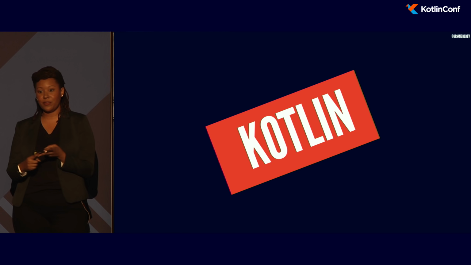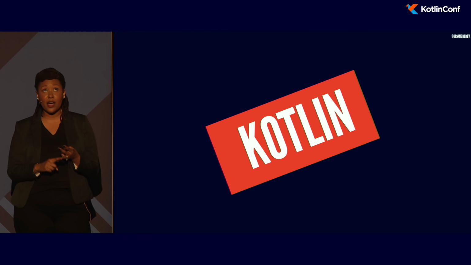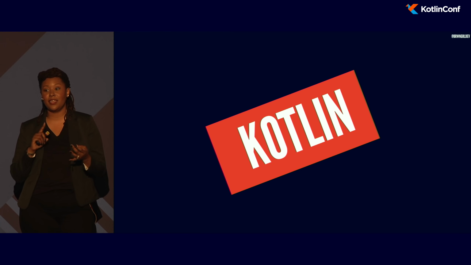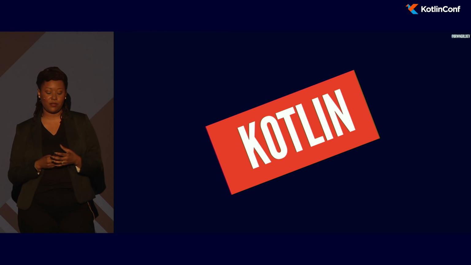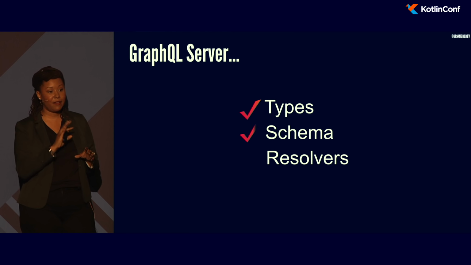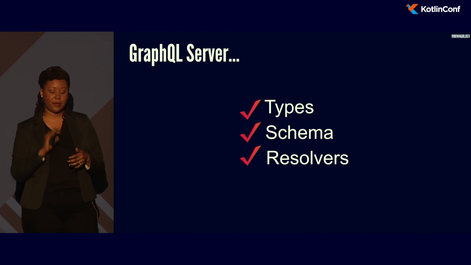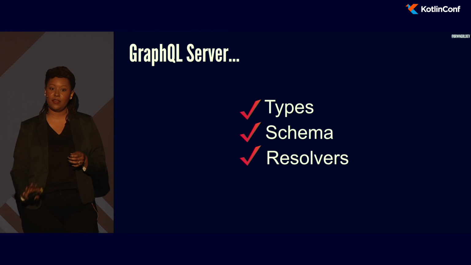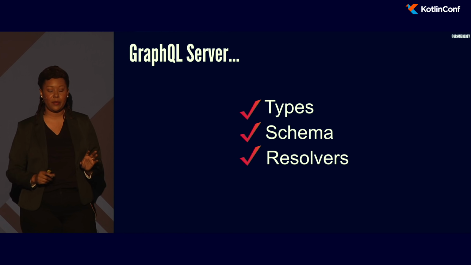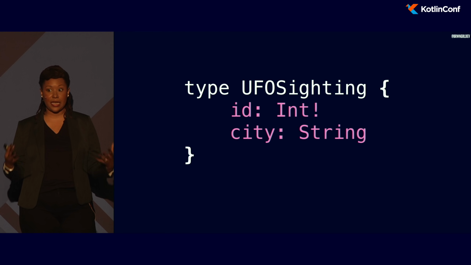I used Koin for dependency injection, Exposed for the database library, and then KGraphQL, which is like the real star of the show, for the GraphQL server. And that's what we'll be focusing on the most. Now, any GraphQL server is made up of types, the schema, and then resolvers. So we'll look at these one by one, and we'll start with the types.